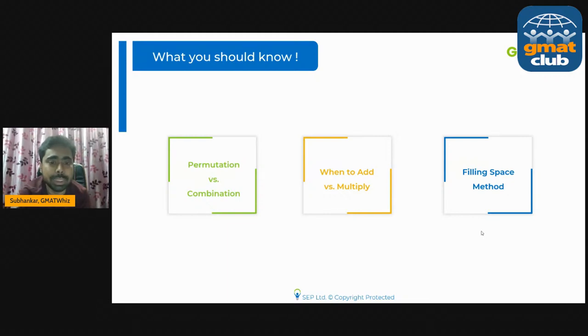Filling space method is basically something to do with "and". So I select the first thing, and I select the second thing, and I select the third thing, and this filling space method comes. Okay, so my idea is that you have some idea about permutation combination, not too much, that's fine, but some idea about permutation combination.